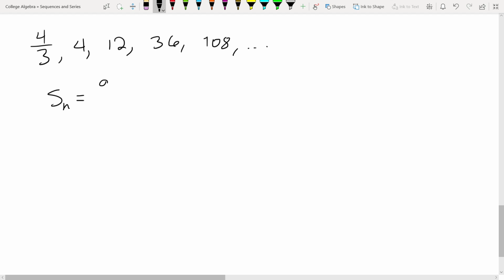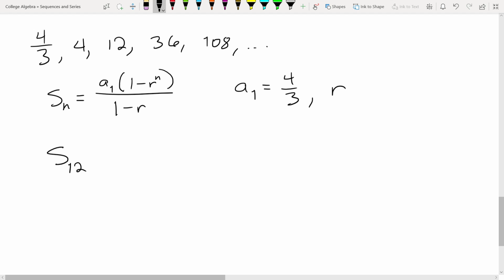The nice thing about this formula is that we do not need to know the last term that we're adding up to. We only need to know what is the first term, A1, and what is the common ratio R. So if you wanted to find the sum of the first 12 terms in this sequence, we need to know what is A1. Well, that just equals 4/3. And what is R? The R is just the common ratio. You multiply by 3, multiply by 3, multiply by 3, and so on. So R is going to be 3.